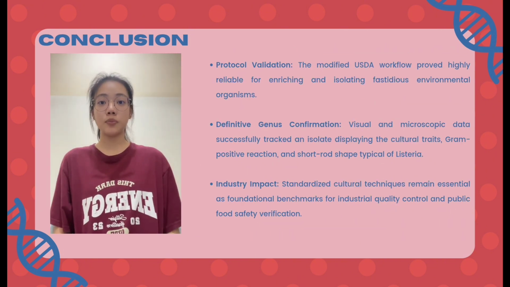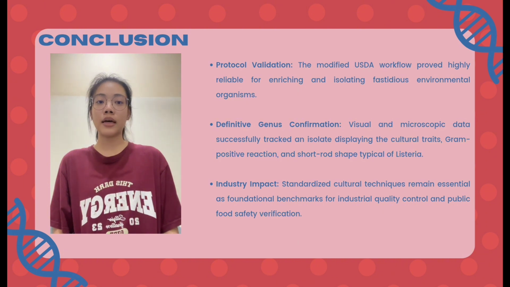In conclusion, this practical successfully showed the steps needed to isolate and identify a foodborne pathogen. Through enrichment, selective plating, and microscopic observation, we isolated a bacterium with characteristics similar to Listeria species, including gram-positive staining and short rod-shaped cells. This experiment showed the importance of classical microbiology methods in food safety, public health protection, and quality control in the food industry.